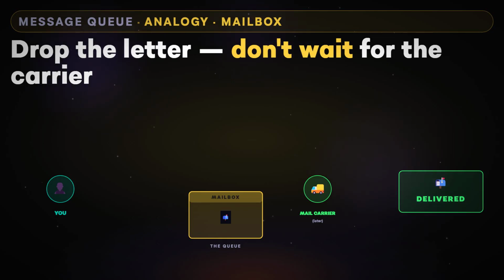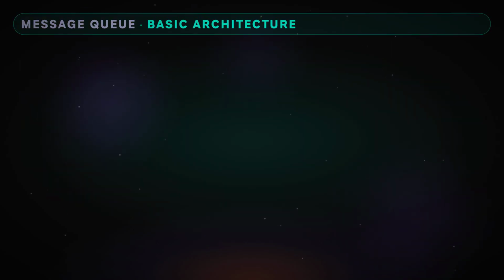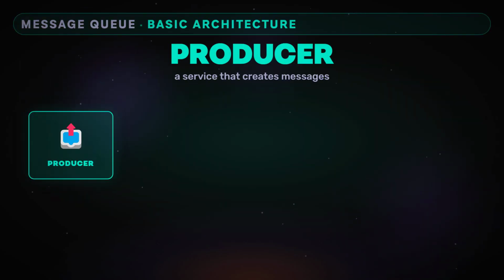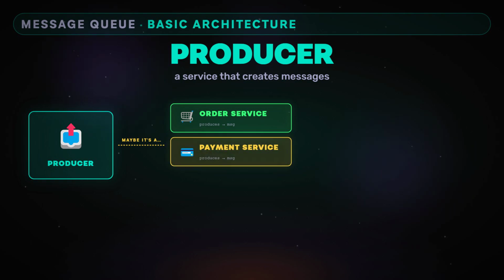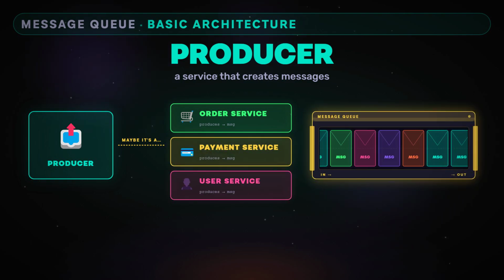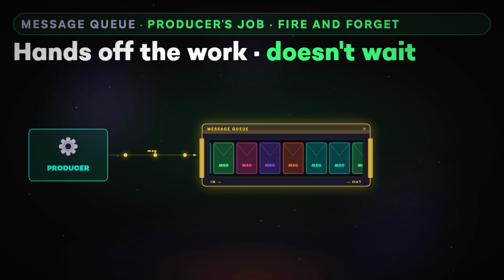Now the basic architecture of a message queue looks like this. Let's understand the simple queue architecture. At the top we have a producer. The producer is simply a service that creates messages. Maybe it's an order service, maybe a payment service, maybe a user service. The producer generates some work and places a message into the message queue.